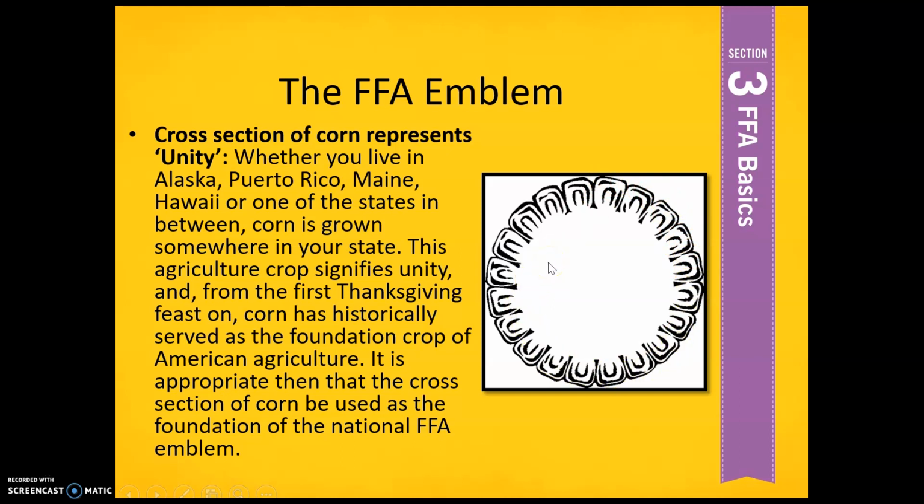And the idea of using a cross section of corn is that it represents unity. So whether you live in Alaska, Puerto Rico, Maine, or Hawaii, or any of those states in between, corn is grown somewhere in your state. Corn is one of the only crops that is grown in all 50 states in some capacity. Now, obviously, some more than others. We grow a lot more corn here in Indiana than they do in Alaska, but they do grow some corn nonetheless. So it creates unity, and that's why it's the foundation of the National FFA emblem.